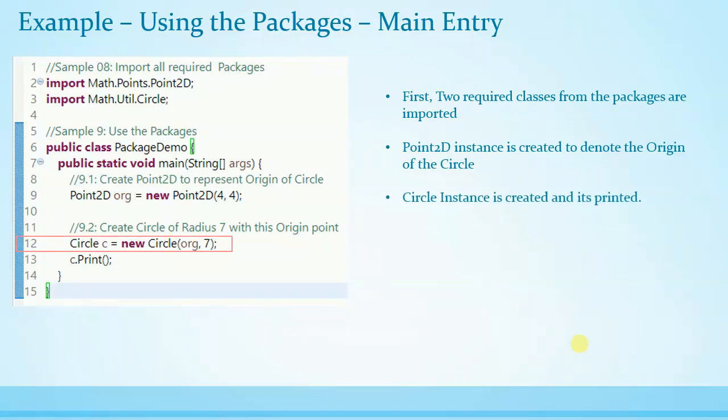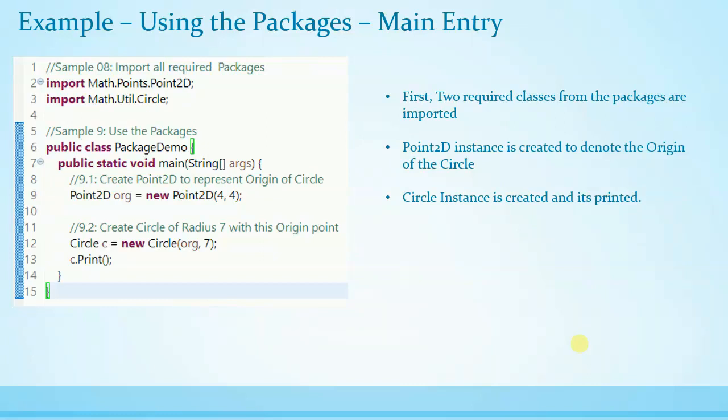Next, we create the Circle instance at line 12. Circle c equal to new Circle of org, 7. So org is created at line number 9. So that is Point2D. We are passing that to the Circle's constructor. Then we are passing 7 as a radius. So with this constructor itself, we can say that we are creating a circle of radius 7 with an origin 4, 4. That means x coordinate is 4 and y coordinate is 4. And radius of the circle is 7.